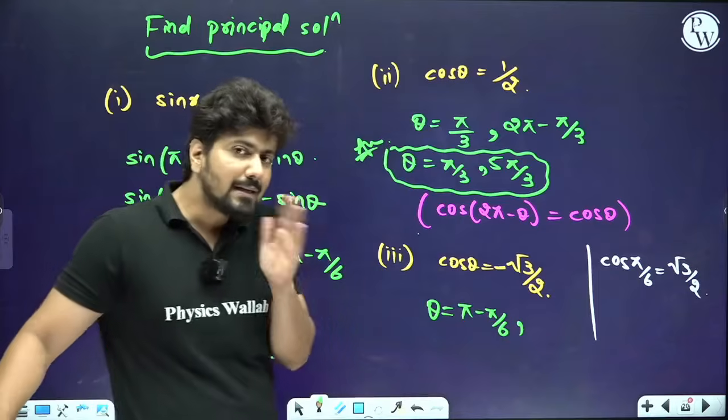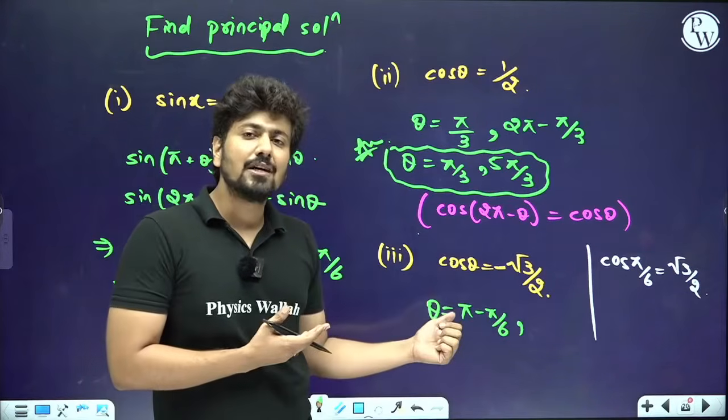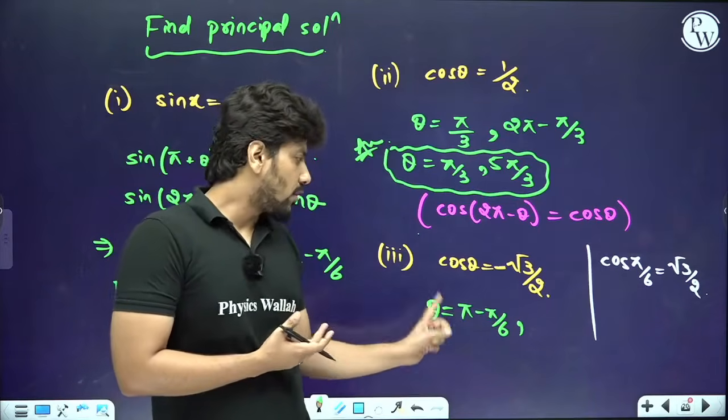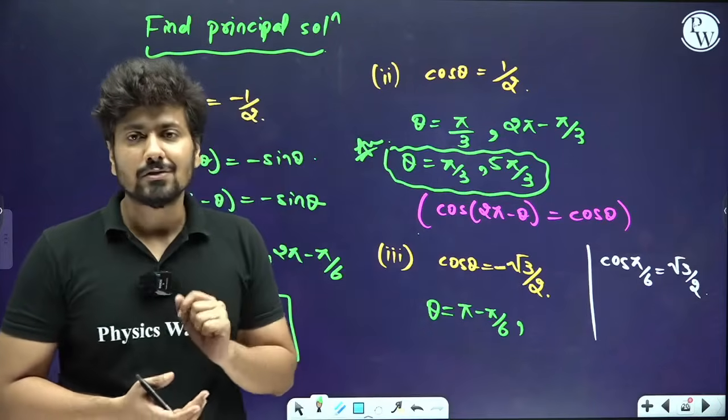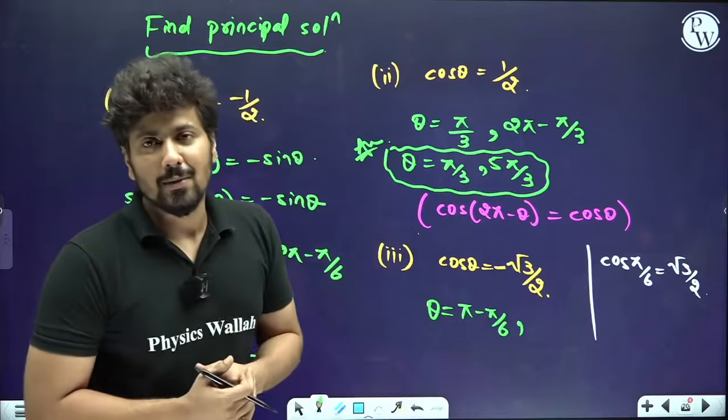Okay, pi minus theta. Pi minus theta angle will be an angle of the second quadrant. We know that cos of pi minus theta is minus cos theta. Cos of pi minus pi by 6 will be minus cos pi by 6.